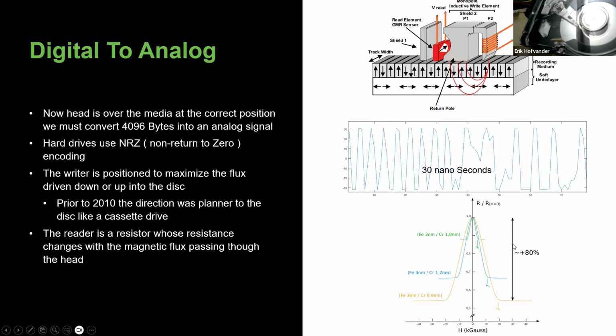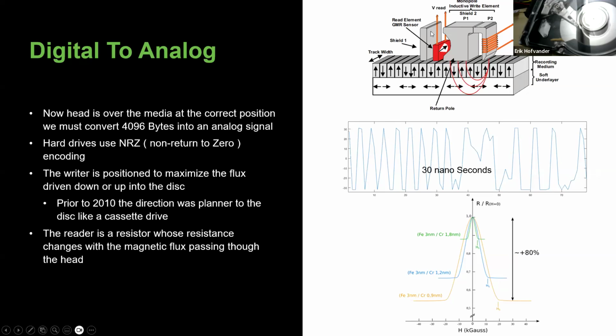So the reader itself is not a magnet at all. It is just a resistor. And this resistor has the unique property where its resistance will change based on the amount of magnetic flux passing through the resistor. So we're seeing down here the change in resistance as you increase the magnetic flux.